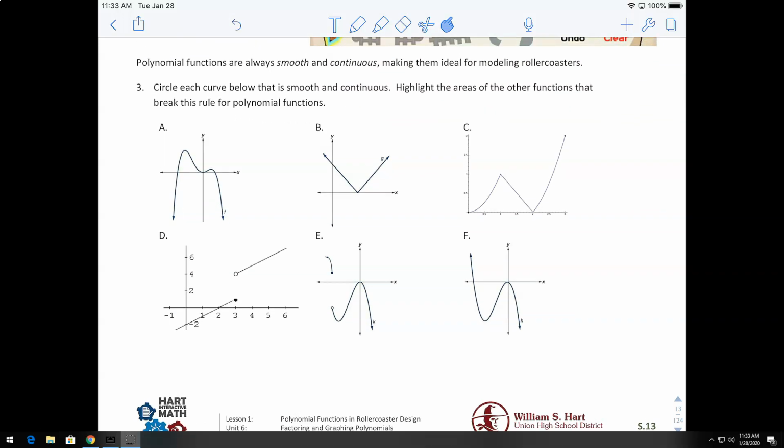So we're talking about things that are smooth and continuous. Another thing you don't really want on a roller coaster is something that's pointy. Even though this is continuous, because it's pointy, it's not smooth. So we're going to say this one's not an option because it is not smooth. That's not going to work for our roller coaster. This one does work for my roller coaster. It is smooth. It is continuous.